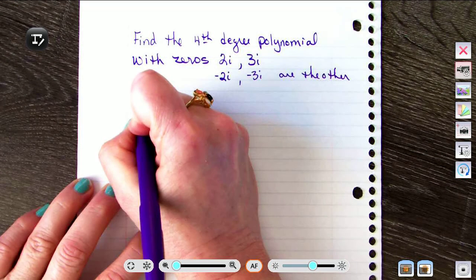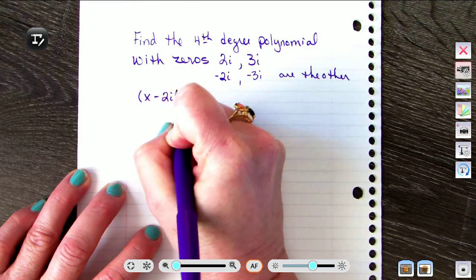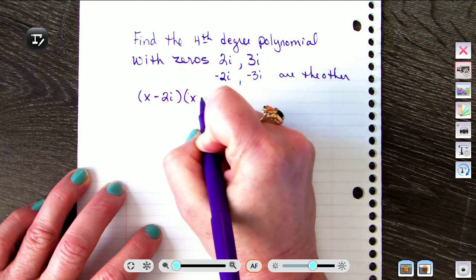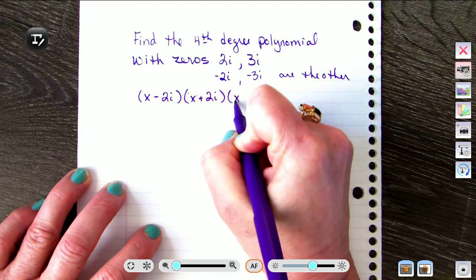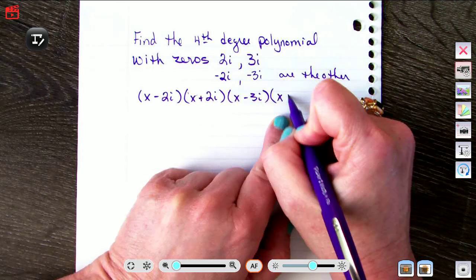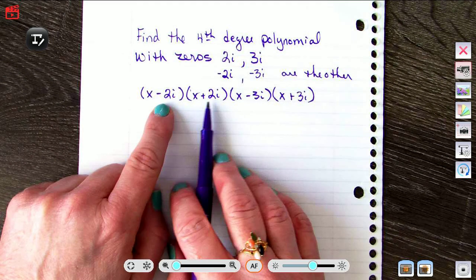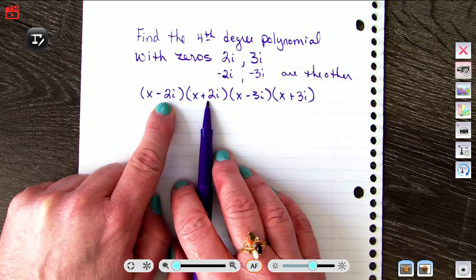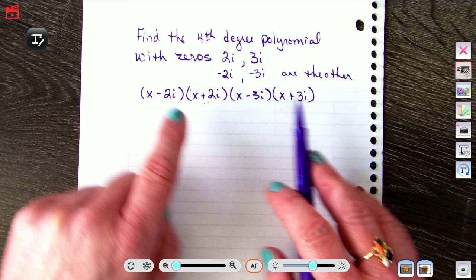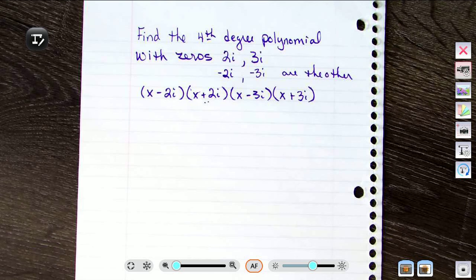Now I'm going to put it in factored form. So x minus the 2i. And this one would be x plus the 2i. x minus the 3i. And x like minus a minus, which gives me plus 3i. All I have left to do is to multiply this all out to get a fourth degree polynomial. I would strongly suggest that we actually multiply these two together because some nice things are going to happen, and these two together because some nice things are going to happen, and then multiply those results.